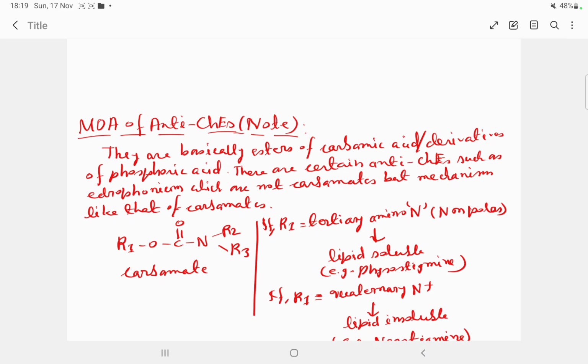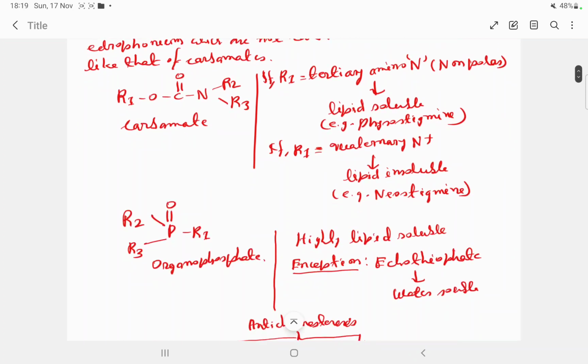So what are anticholinesterases? These are the drugs which basically act with the enzyme acetylcholinesterase in the same way acetylcholine does. So they are basically the esters of carbamic acid or the derivatives of phosphoric acid, and there are certain anticholinesterases which are not carbamates, but the mechanism is like that of carbamates. So first of all, we will classify.